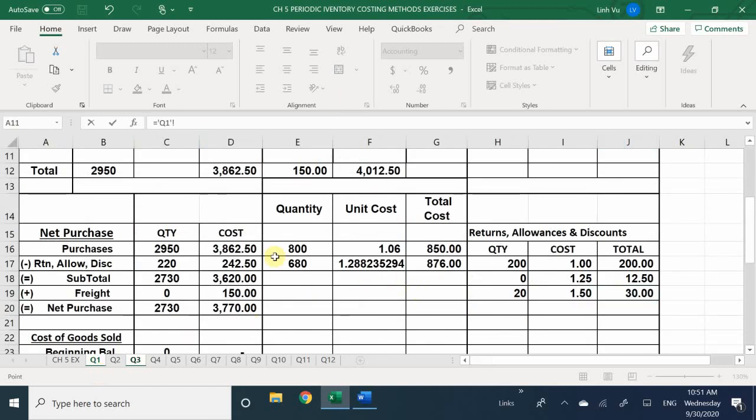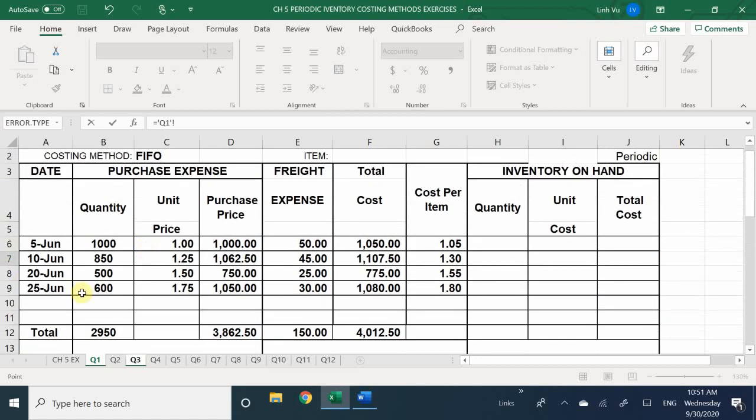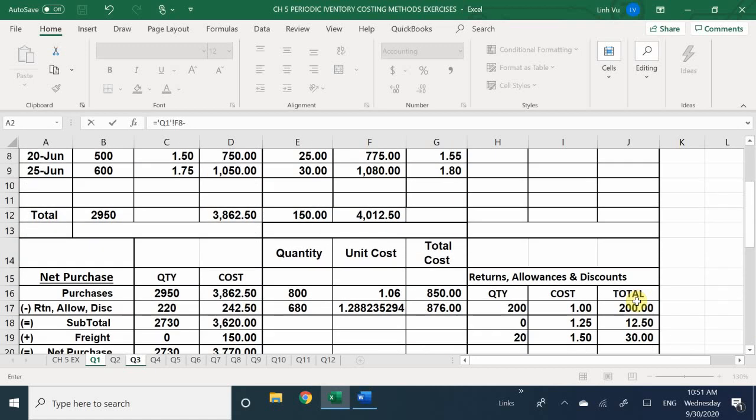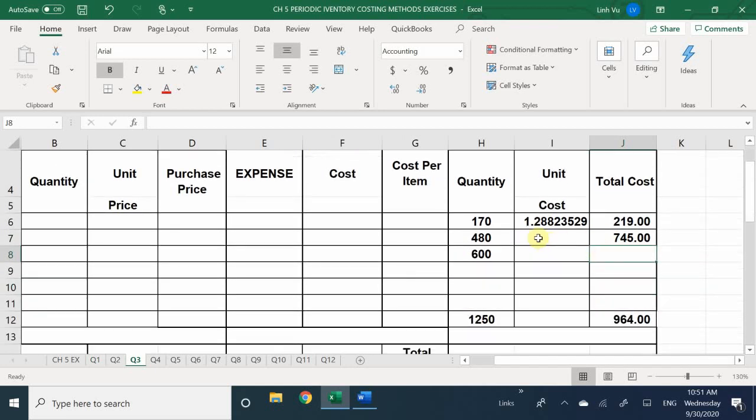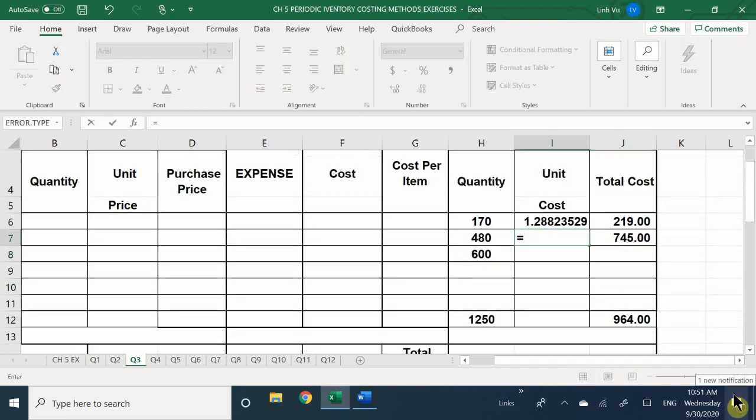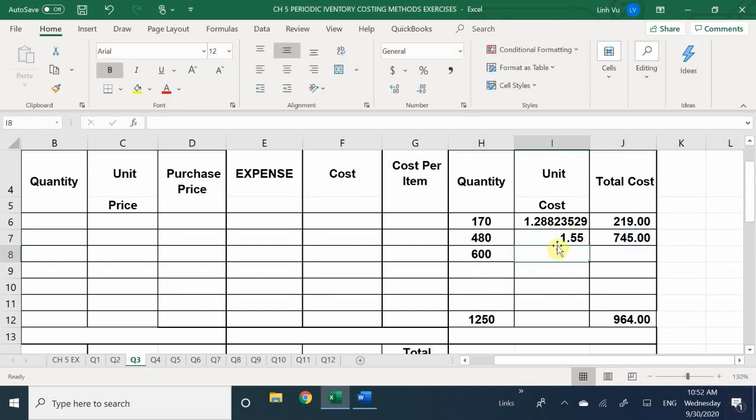So in this case, I'm going to go up here into my 500. I know I started out with 775. And I know I'm going to subtract because I returned $30 of it. So now I should have 745, and I'm going to recalculate a brand new cost per item because in this case, it will change. It should change because of your freight.